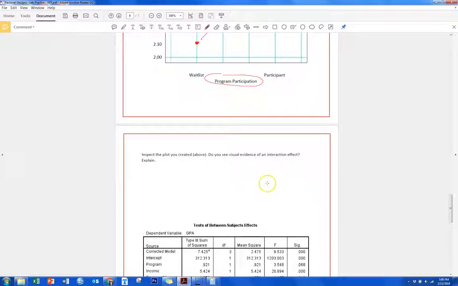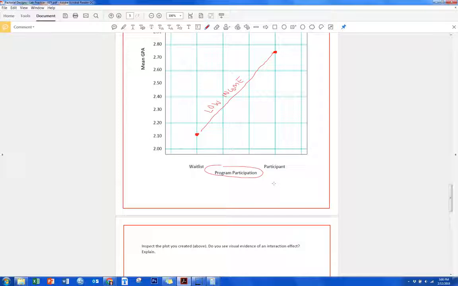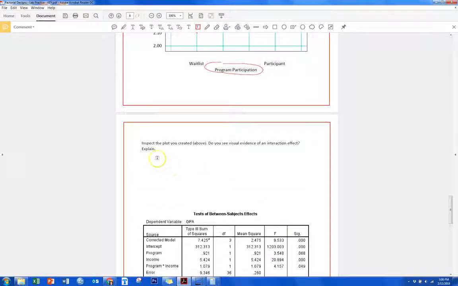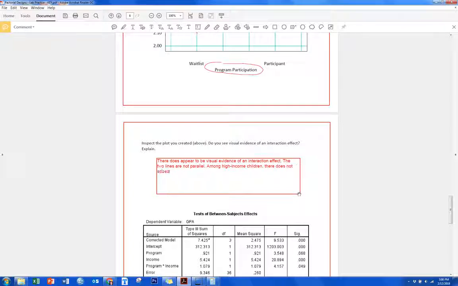Inspect the plot you created. Do you see visual evidence of interaction effect? Yes, we do. Let's explain. There does appear to be visual evidence of an interaction effect. The two lines are not parallel. Among high income children, there does not appear to be an effect for the intervention. However, among low income children, there appears to be a strong positive effect.